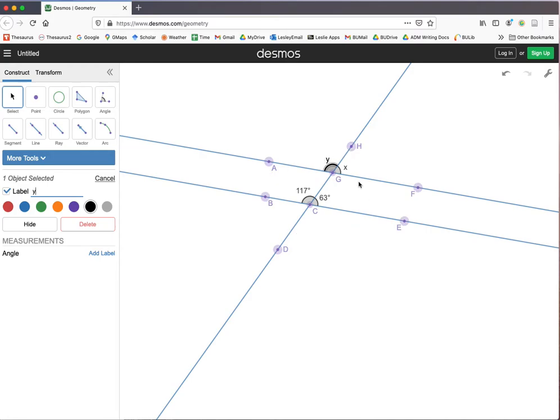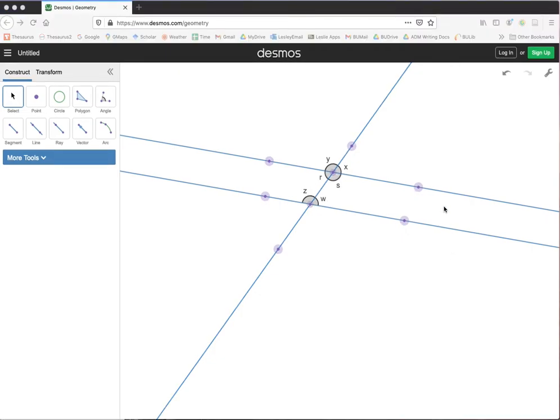The other thing I want to show, though, is that we can get rid of these point labels if we just want to simplify this drawing. So I'm going to click on the point and uncheck the label, and then the H disappears. Same here. Click on the A and uncheck the label. So I'm going to go ahead and do that for all of these.